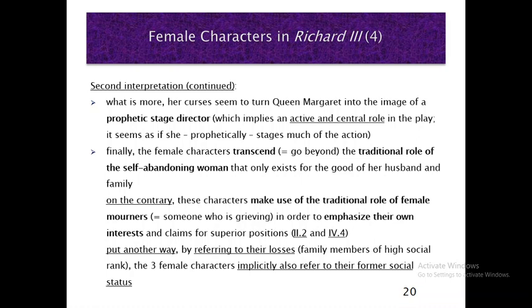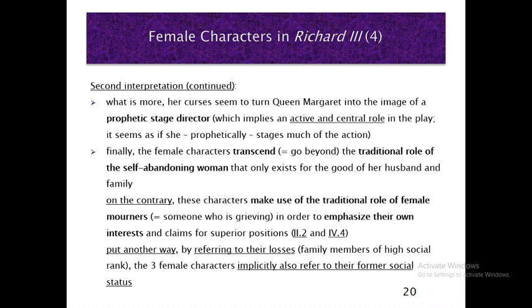Let me rephrase that. What are they actually doing? They are referring to their losses. Yes, they are referring to family members of high social rank. This is important. They are referring to family members they lost. But the important thing is they are referring to family members of high social rank. By doing so, these three female characters implicitly also refer to their former social status.